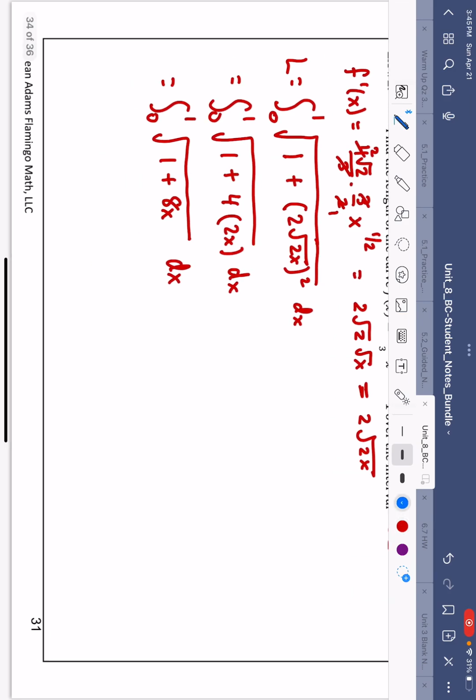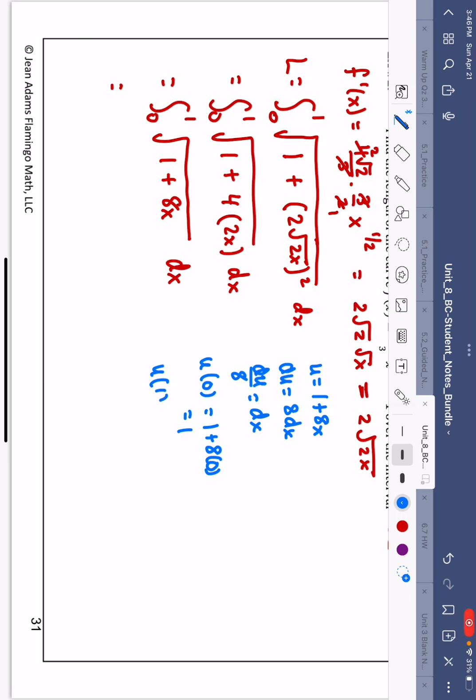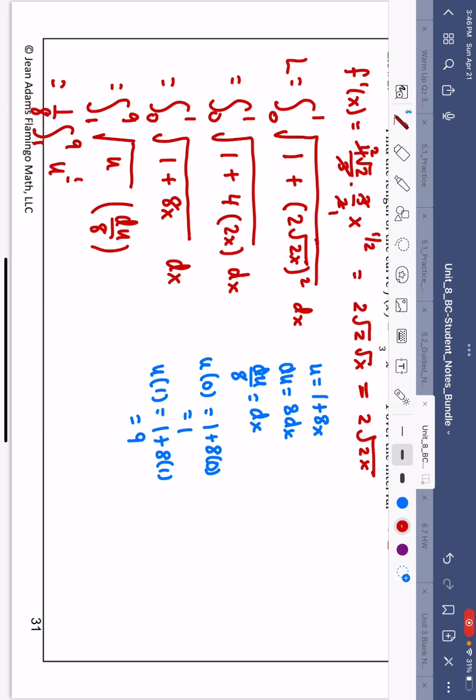Okay. So I'm going to use u substitution. I'm going to let my u be 1 plus 8x. My du is 8 dx. So I'm going to be substituting my dx with du over 8. I also need to calculate my u of 0, which would be 1 plus 8 times 0. So that would be 1. And my u of 1, which would be 1 plus 8 times 1. 1 plus 8 is 9. So now when I do start to put my u values in, instead of going from 0 to 1, I'm going to go from 1 to 9. And this would be the square root of u, and then I would substitute du over 8 in. So this gives me 1/8 integral from 1 to 9 of u to the 1/2 du.